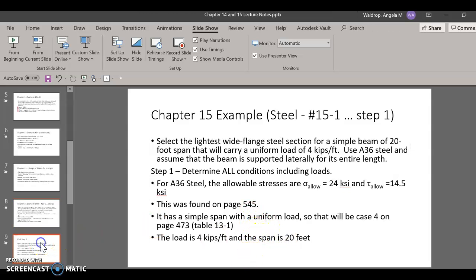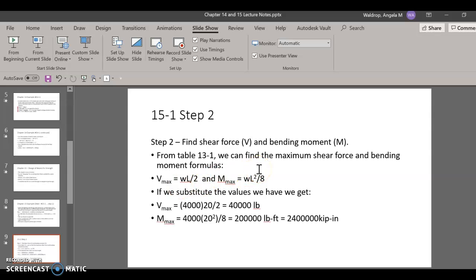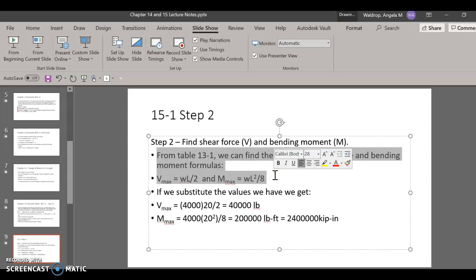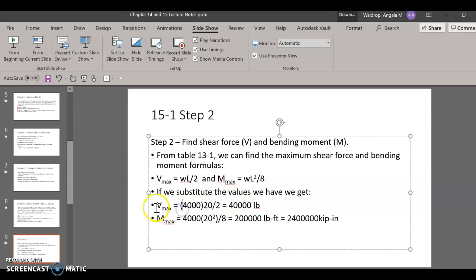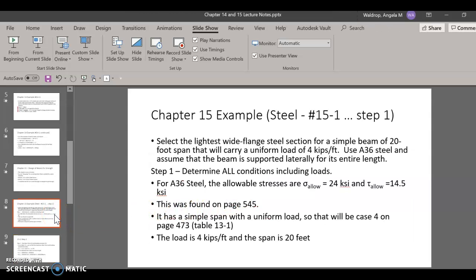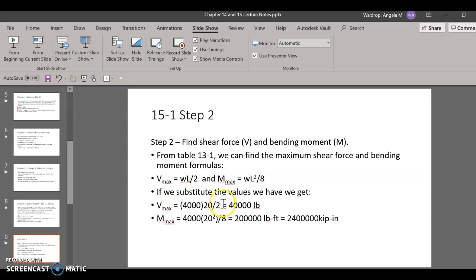Okay, moving on to the next step. Step 2 is we're going to find the shear force and the bending moment using those formulas from that table in our books. We look at the case that we need, and we have WL over 2 for our shear load and WL squared over 8. We go ahead and substitute our values in from the last slide, the 4 kips per foot, which is 4,000, and then the 20 feet. And we get our values of 40,000 pounds for shear, and we have 200,000 pounds per foot.